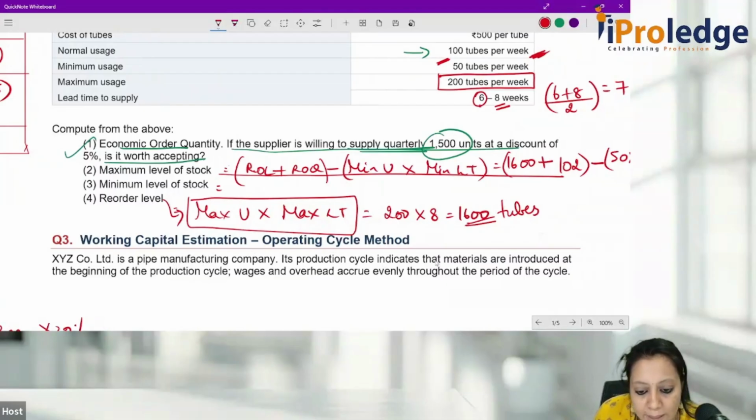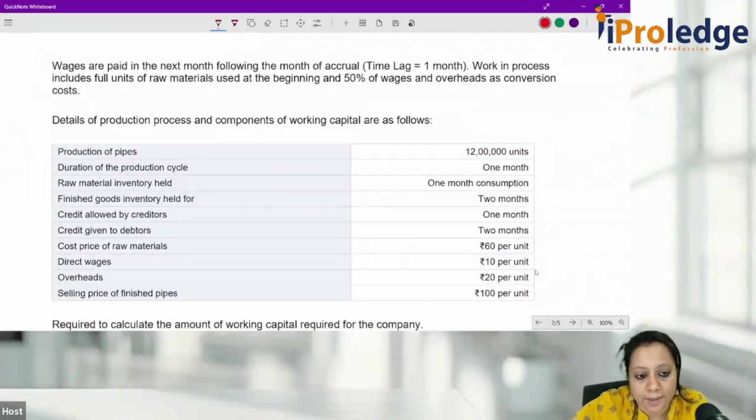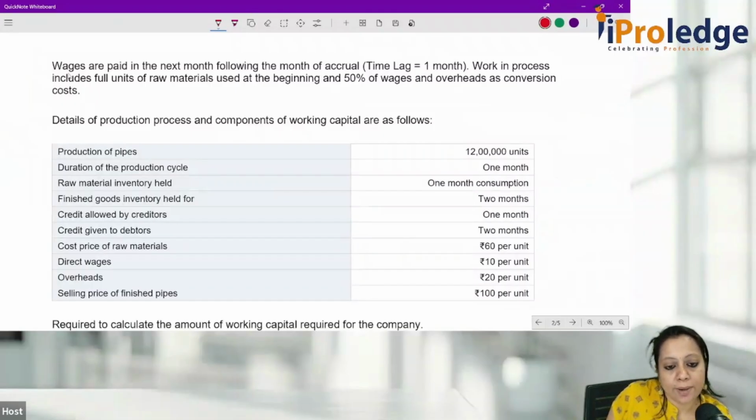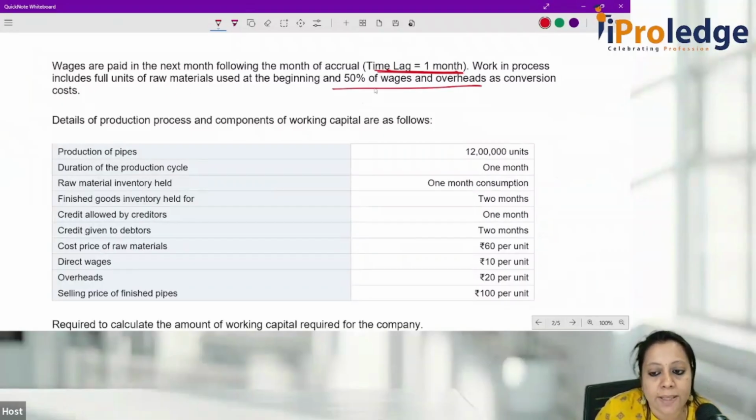So XYZ company has a production cycle and it is introducing wages and overheads which are occurring evenly throughout the cycle. Wages are paid in the month following the month of accrual, time lag is 1 month. Okay. Now the work in progress. So what we need to understand is wages get the time lag of 1 month. Work in progress includes full raw material and 50% of wages and overheads.